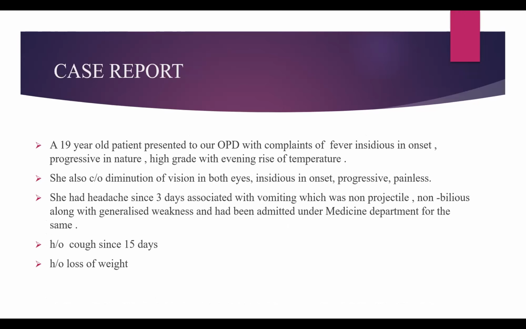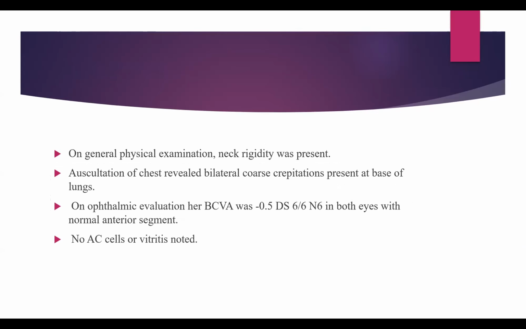A 19-year-old patient presented to our OPD with complaints of fever, insidious, progressive, high grade with evening rise of temperature. She also complained of diminution of vision in both eyes, insidious, progressive, painless. She had headaches for 3 days, associated with vomiting, non-projectile, non-bilious, along with generalized weakness. She had been admitted in the medicine department for the same. She had a history of cough for 15 days and loss of weight. On general physical examination, neck rigidity was present, and auscultation of the chest revealed bilateral coarse crepitations at the base of the lungs. On ophthalmic evaluation, her best corrected visual acuity was 6/6 with minus 0.5 sphere in both eyes, and the anterior segment was absolutely normal. There were no AC cells or vitritis.